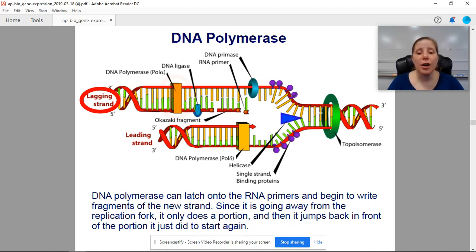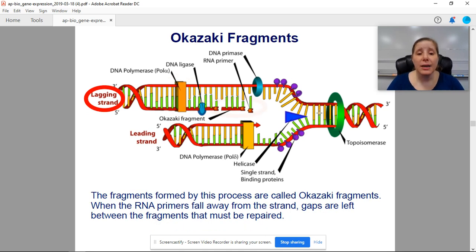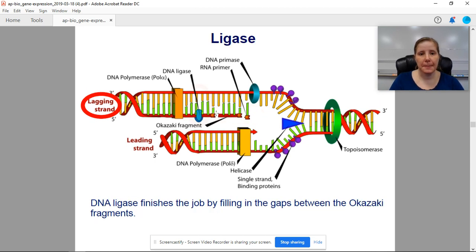DNA polymerase can latch onto the RNA primers and begin to write the new fragments on the new strand. Since it's going away from the replication fork, it only does a portion, and then it jumps back and does another portion. So Okazaki fragments are what you get in that case. When the RNA primers fall away, you have these little holes. Then ligase comes in and fixes that. Ligase is the enzyme that fills the gaps between the Okazaki fragments.